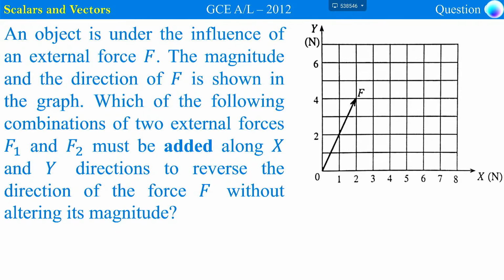So 2012, an object is under the influence of an external force F. The magnitude and the direction of F is shown in the graph. Which of the following combinations of 2 external forces, F1 and F2, must be added along X and Y directions to reverse the direction of the force F without altering the magnitude?